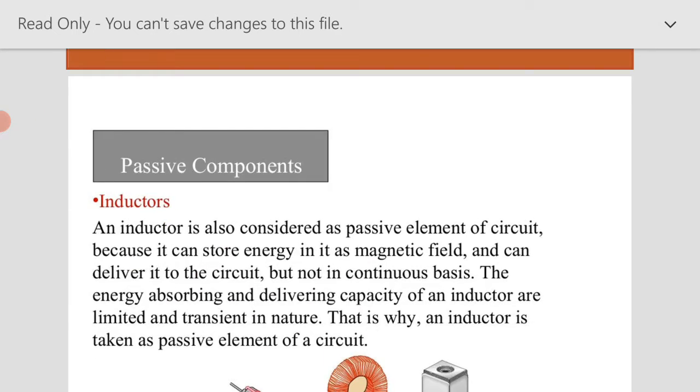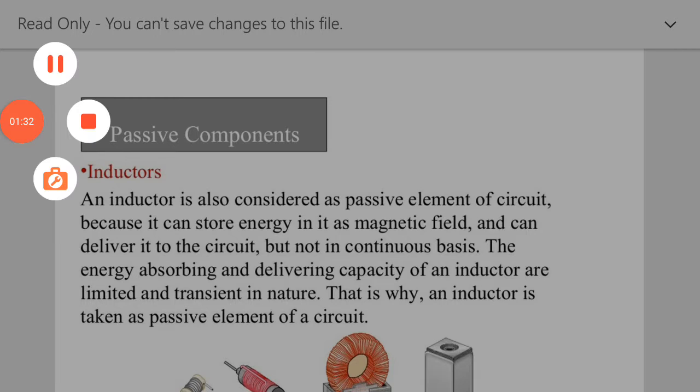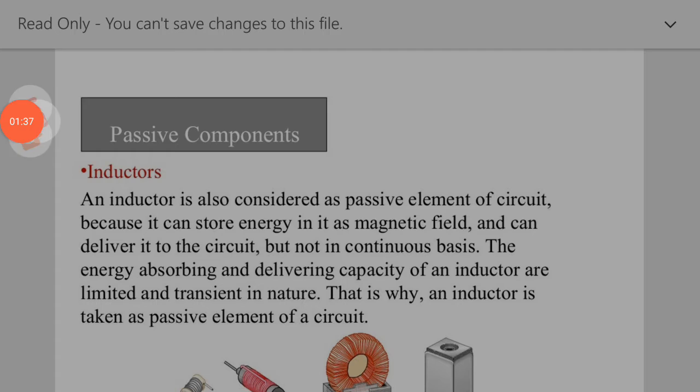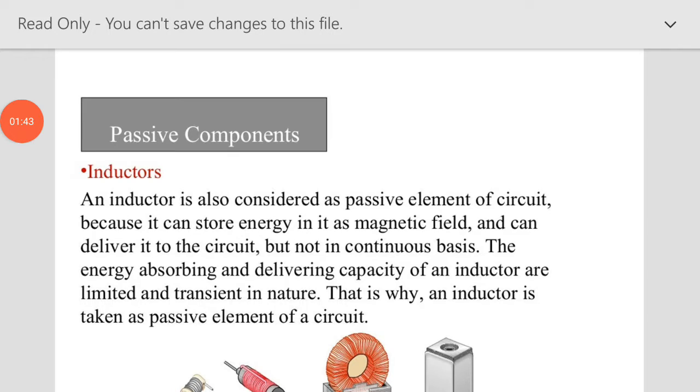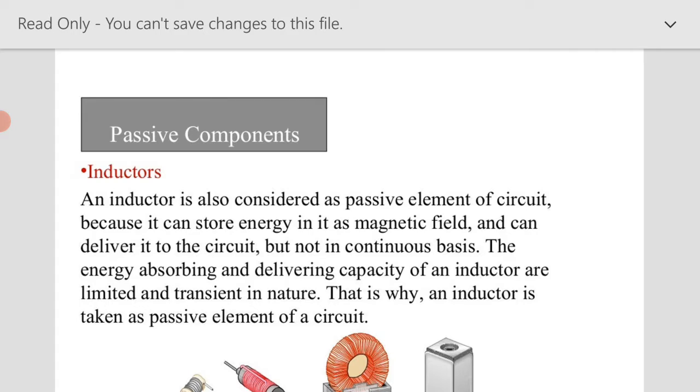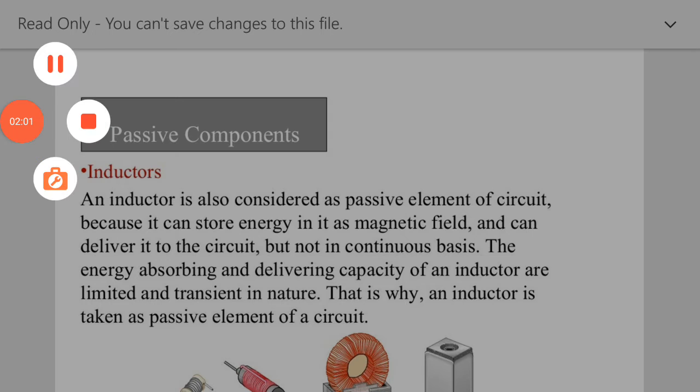The second passive component is the inductor. An inductor is also considered a passive element of a circuit because it can store energy as a magnetic field and can deliver it to the circuit, but not on a continuous basis. The energy absorbing and delivering capacity of an inductor is limited and transient in nature. That is why an inductor is taken as a passive element of a circuit.